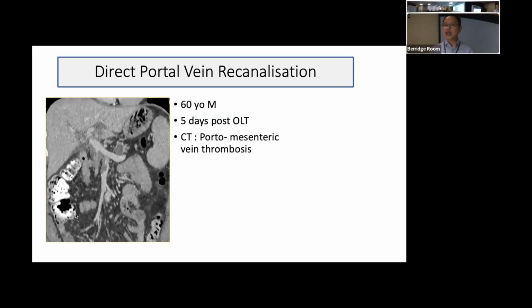So here's case number 1, direct portal vein recanalization, a 60-year-old man, 5 days post-liver transplant, who presented with portal vein thrombosis and SMV thrombosis here. Obviously, he just had a transplant. He doesn't need a TIPS here because he's got a new liver.